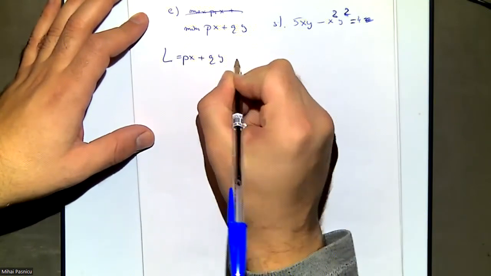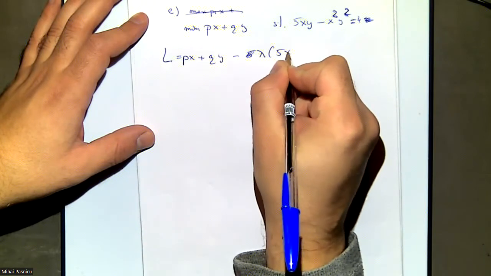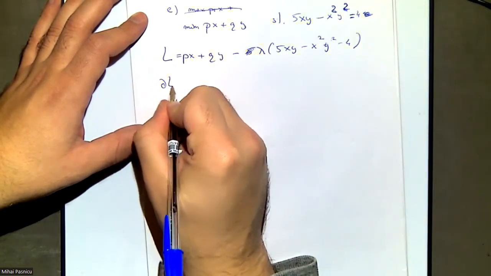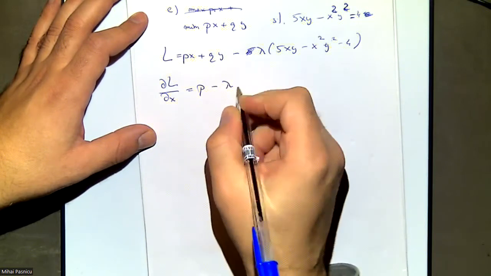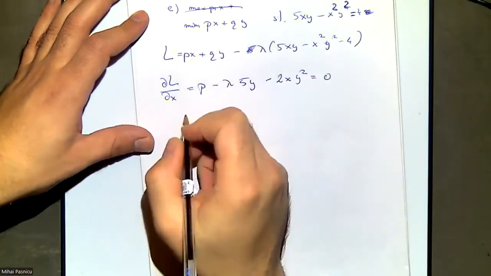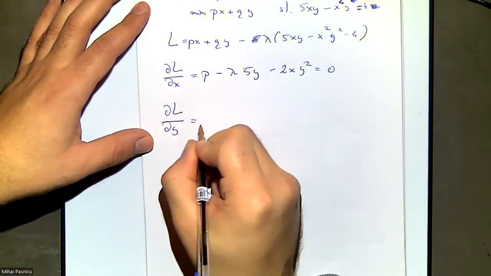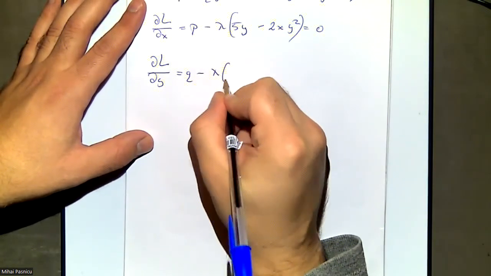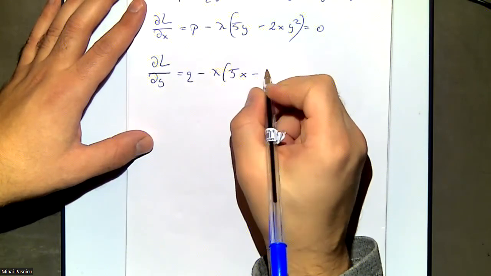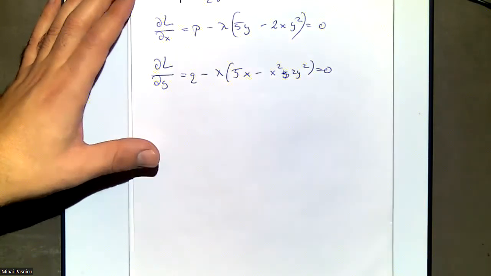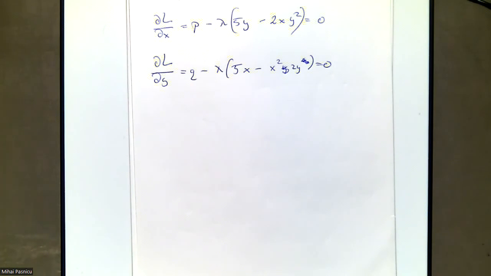Px plus Qy minus lambda times 5xy minus x squared times y squared minus 4. Derivative of L with respect to x: P minus lambda times 5y minus 2xy squared equals 0. Correct me if I'm wrong, but I hope I'm not messing this up. It would be multiple ways embarrassing. So just like this, 5x minus x squared times 2y is equal to 0. Okay, and then obviously the constraint.